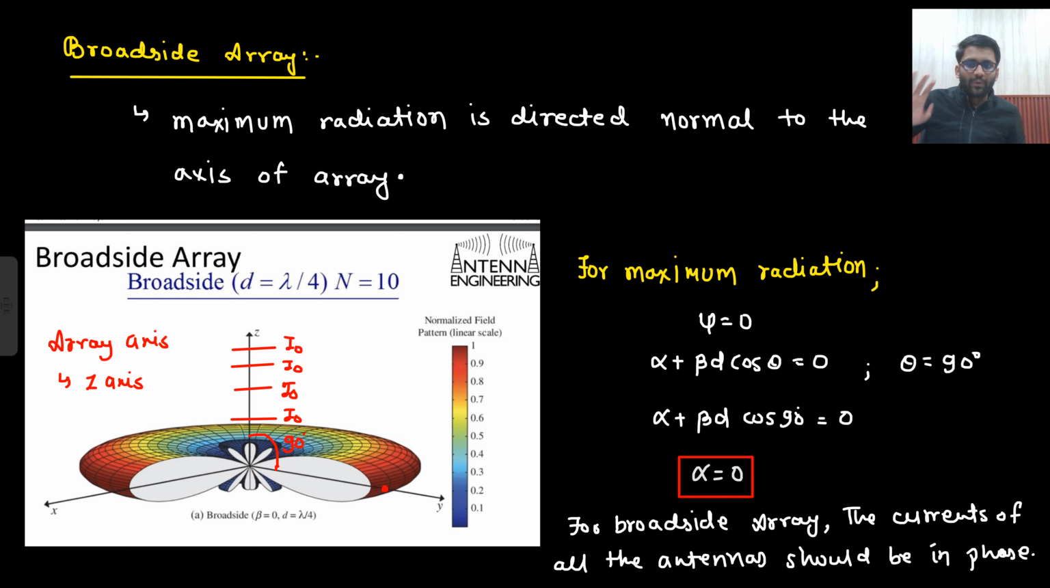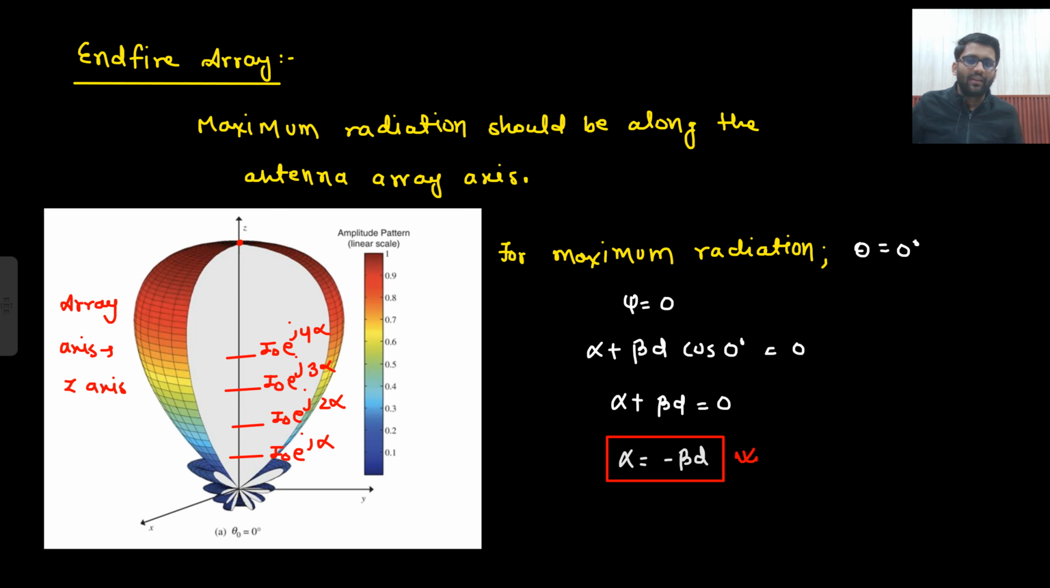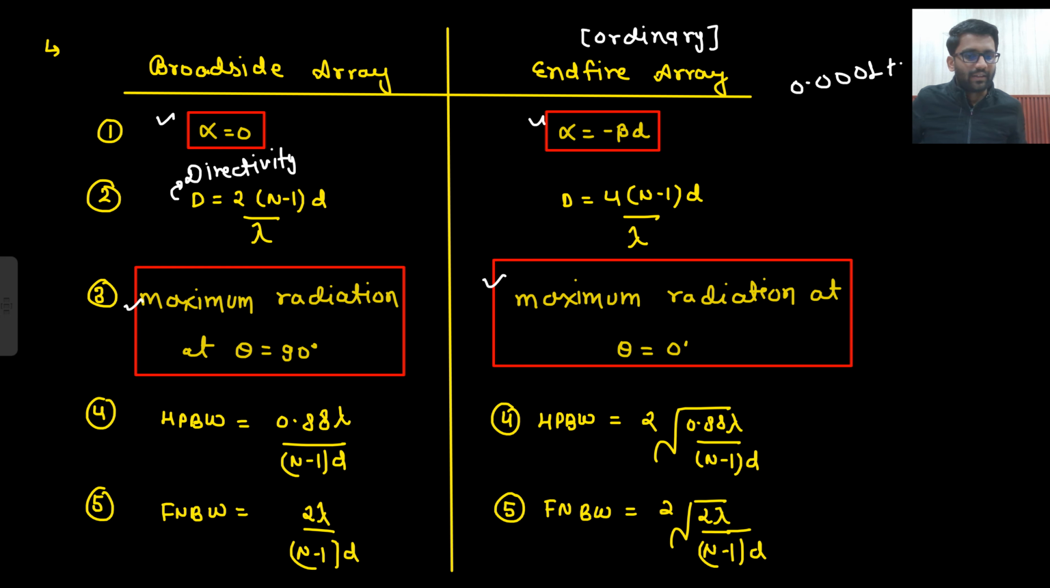So what points you need to remember? In broadside array, alpha should be equal to 0, and maximum radiation will occur perpendicular to the axis of the antenna array. And in end fire array, the maximum radiation will occur on the axis of the antenna array. Alpha should be equal to minus beta d. These 2 points you need to remember. If you want to remember that directivity is doubled, that also you can remember.